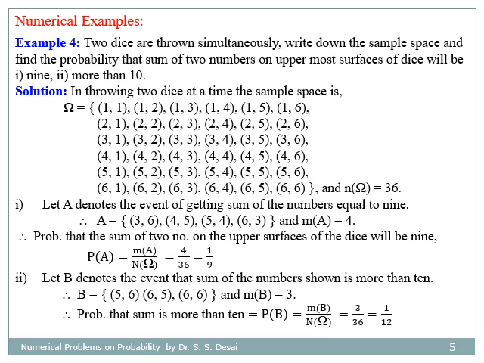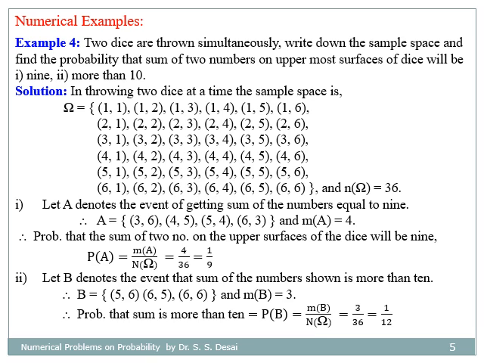So in throwing 2 dice at a time, the sample space will contain 36 sample points, as we may have number 1 on both the dice, 1 and 2, 1 and 3, and so on up to the number 6 and 6 on both the dice, and therefore the number of possible cases n(Ω) is equal to 36.